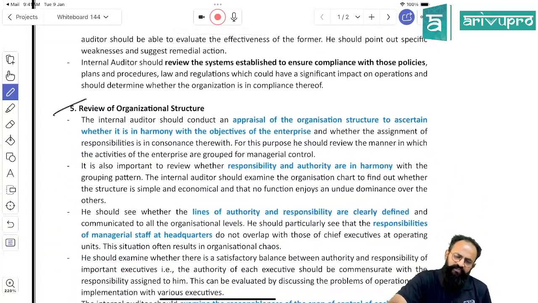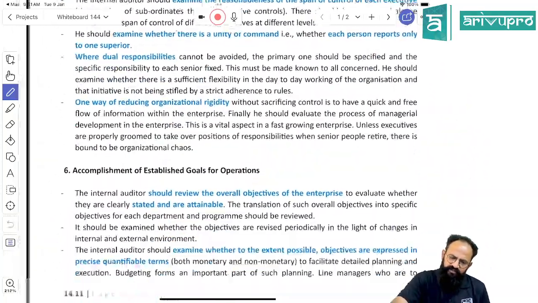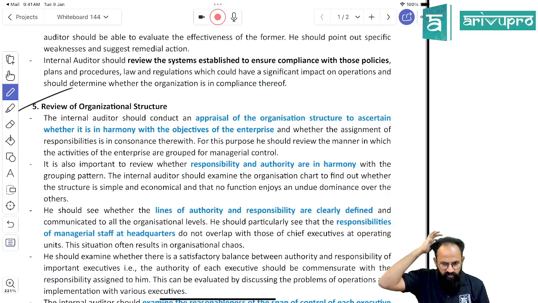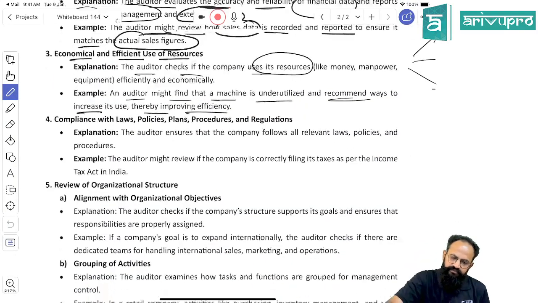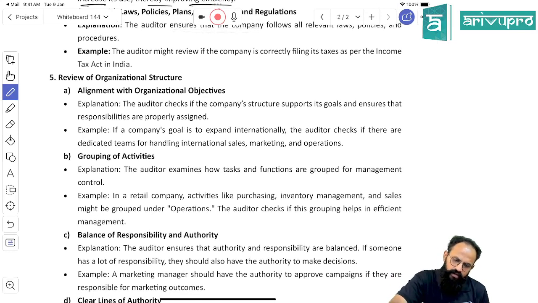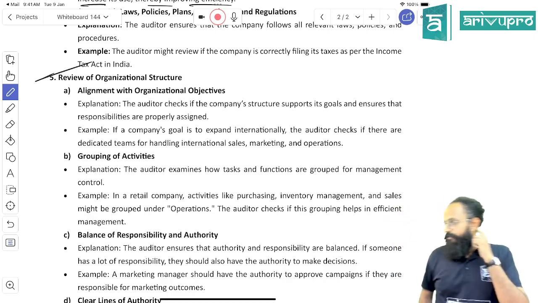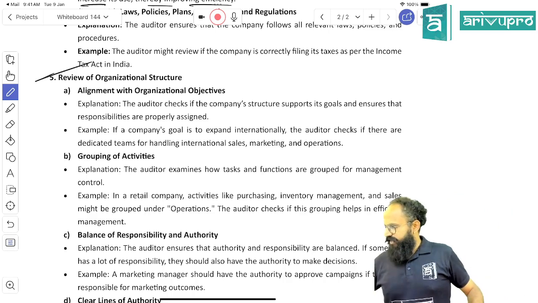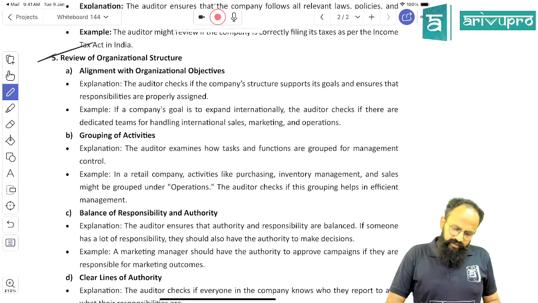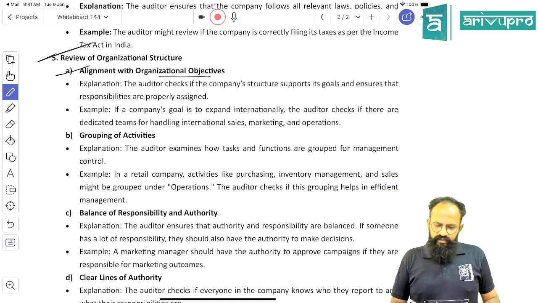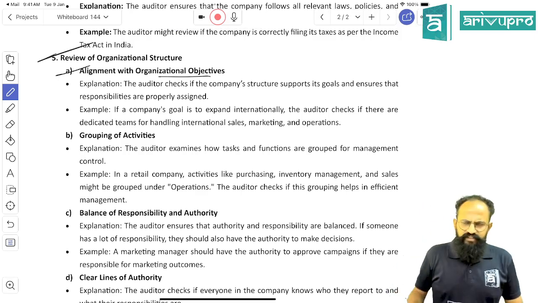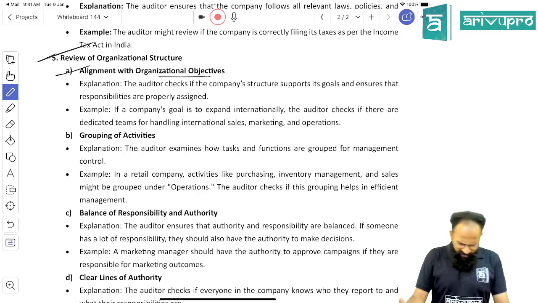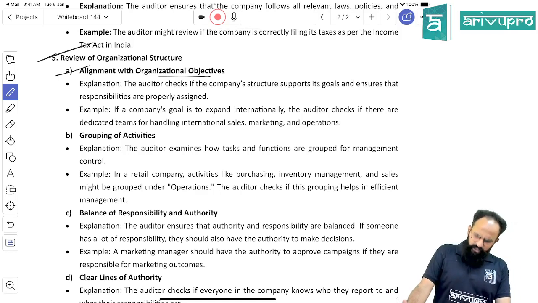Yeah. Next one is review of organizational structure. This is the lengthy one. Review of organizational structure. Now see here, what does a review of organizational structure say? Alignment with organizational objectives. So what is review of organizational structure? Under this, what all will we actually check? It's a vast thing. You will check a lot of things.